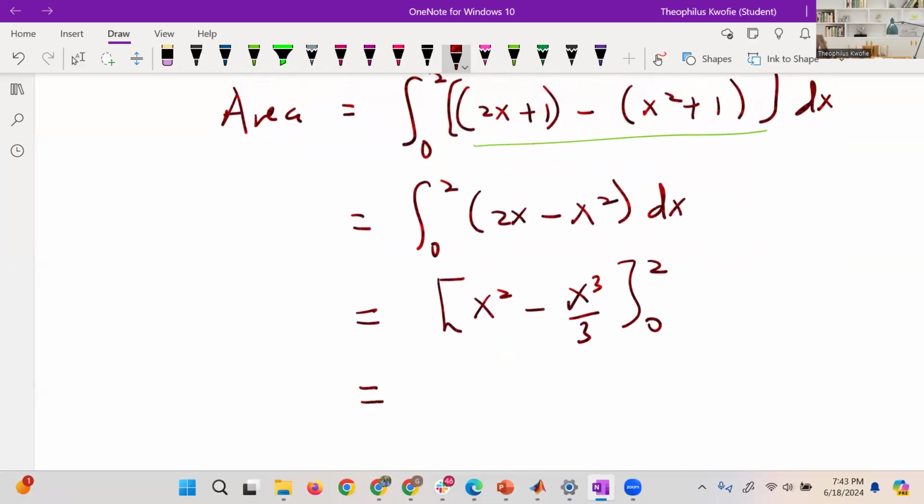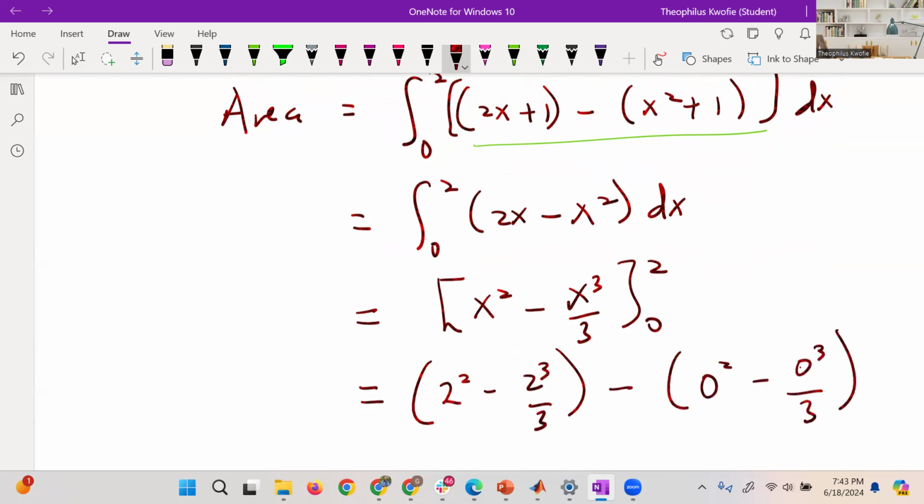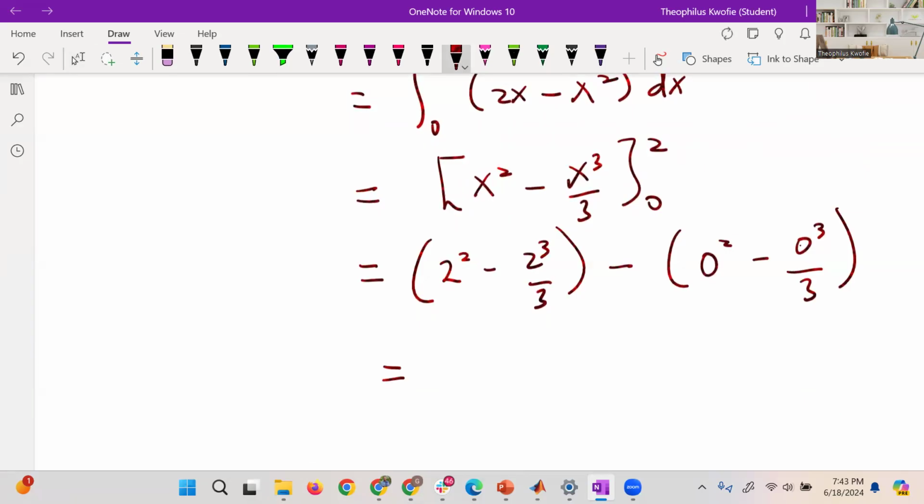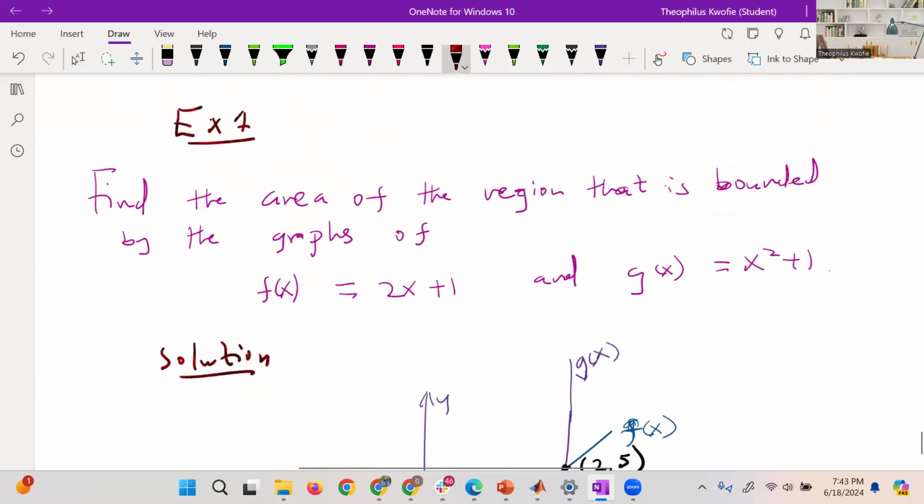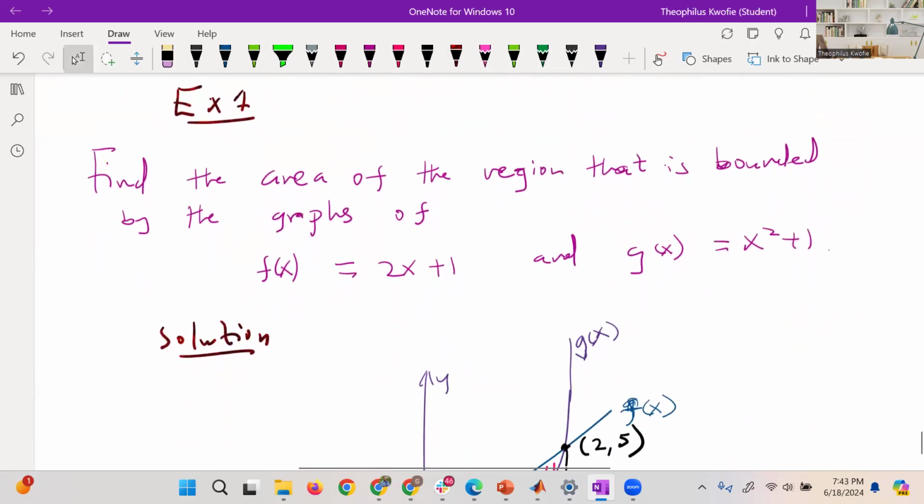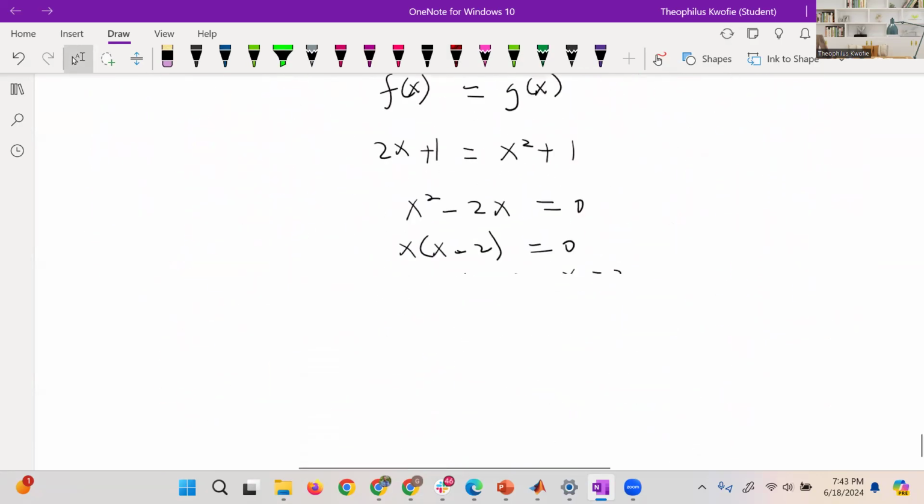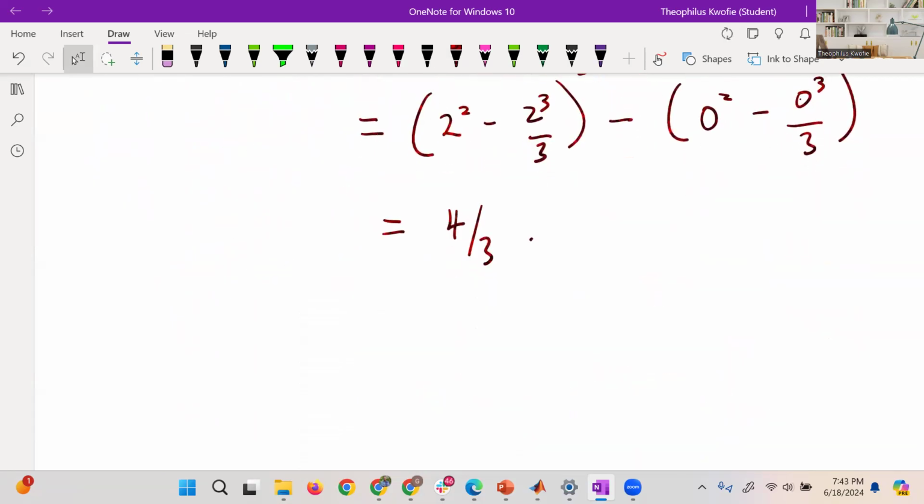And by simplifying this a bit, you should have 2 to the power 2 minus 2 to the power 3, all of that minus 0 squared minus 0 cubed. Using the calculator to simplify it, you should have 4 on 3. So the area of the region bounded by the graphs of these two functions would be 4 on 3. Very important.